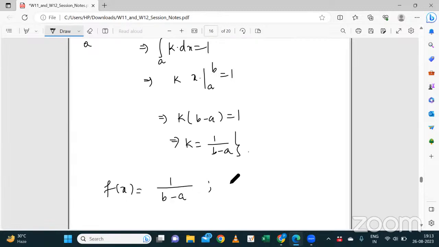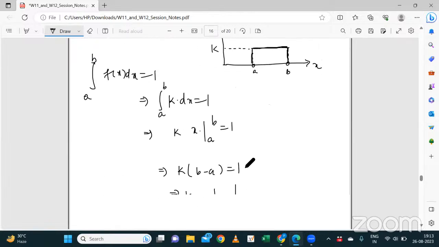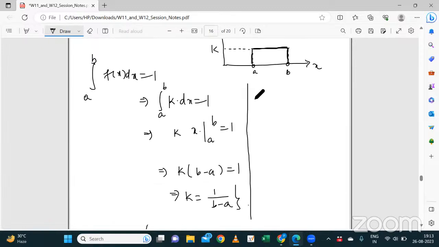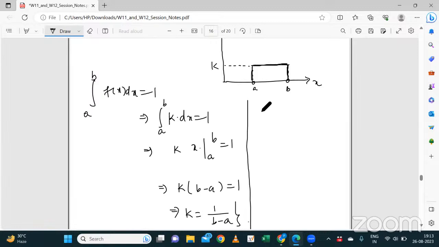So this is nothing but the PDF of a uniform distribution. X should lie between A and B, and it will take value 0 otherwise. If you don't know integration, don't worry. There is another way. I know the area under the curve is 1, and this is a rectangle. What is the area of a rectangle? Length into breadth. What is the length?